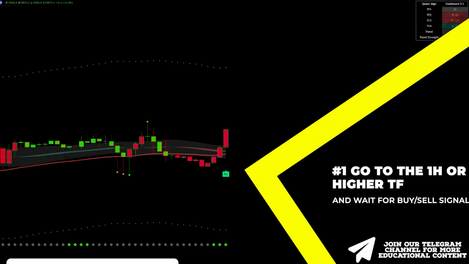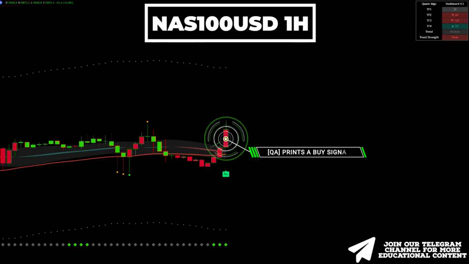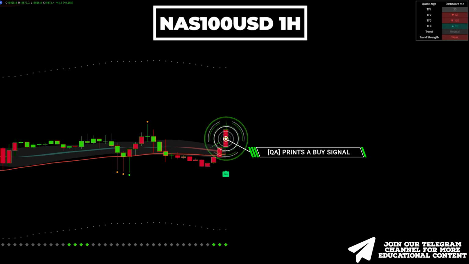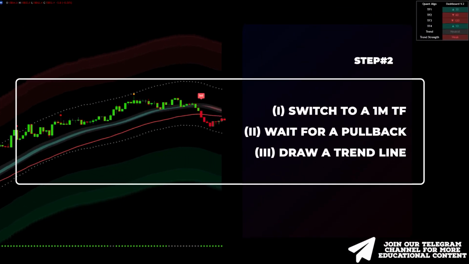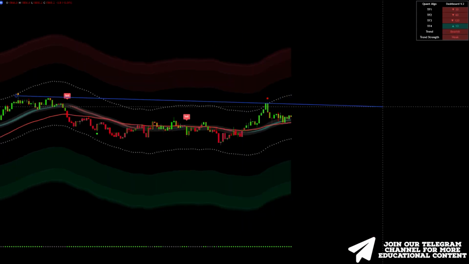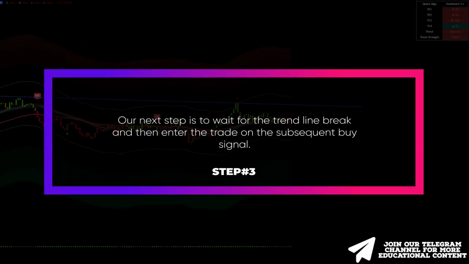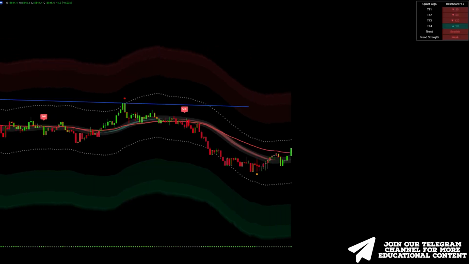First of all, go to the 1 hour or higher time frame and wait for the buy signal in a bull case. For example, here's Nasdaq, a 1 hour time frame, and we can see a buy signal right here. Now, switch to a 1 minute time frame and wait for a pullback with wide swings to be able to draw a trend line. Right here, we can draw a trend line through these two swings. Obviously, our next step is to wait for the trend line break and then enter the trade on the subsequent buy signal.